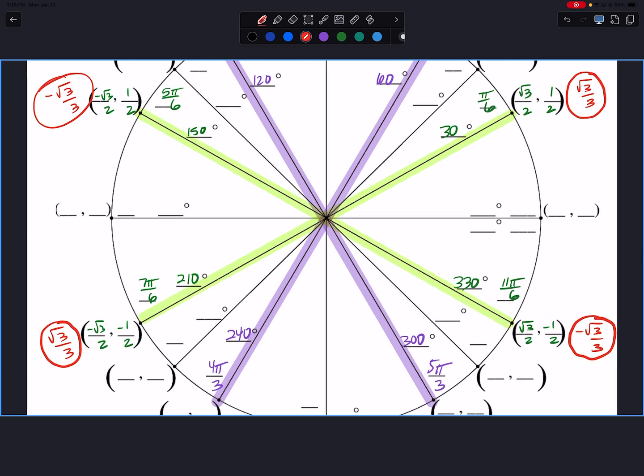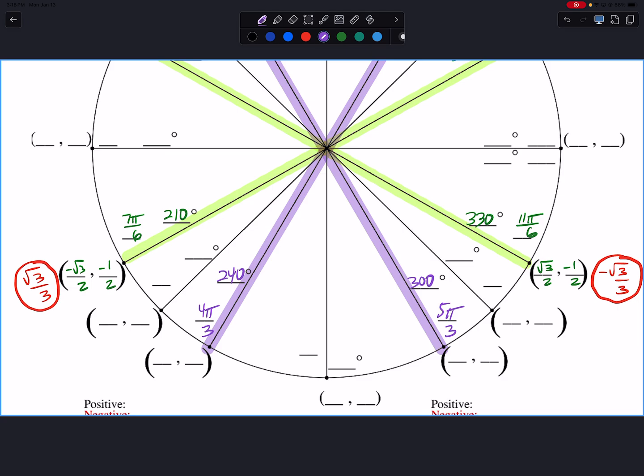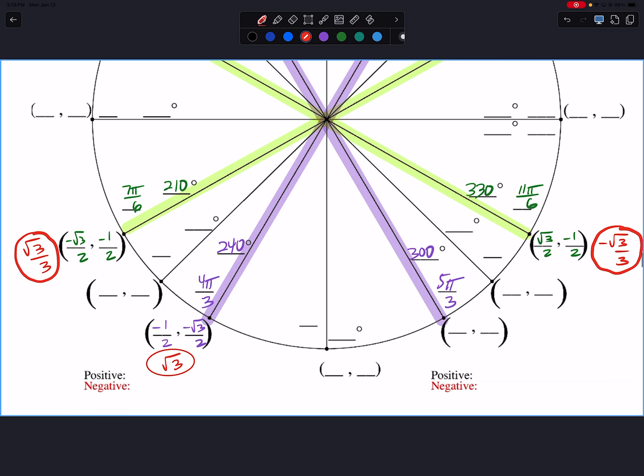What about quadrant 3? They're both negative, so negative 1/2, negative root 3 over 2. Negative divided by negative gives me a positive root 3. Quadrant 4, y is negative. So 1/2, negative root 3 over 2. And tangent's negative.